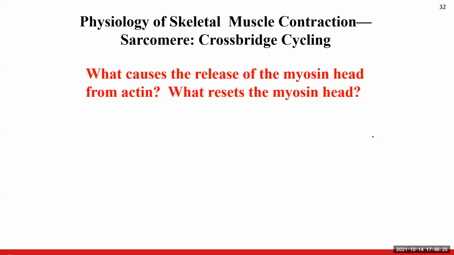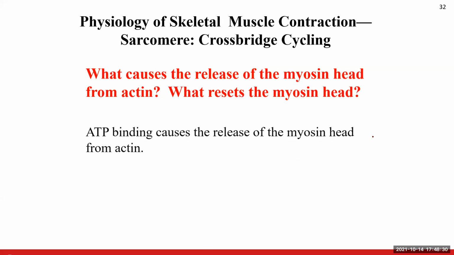So what causes the release of the myosin head from actin? ATP. ATP is going to cause the release of the myosin head from actin. So if you're not generating ATP, your muscles cannot relax. They can over time. That's what rigor mortis is. And when you're dead, you're not making any more ATP because you're dead. Rigor mortis is only temporary because those proteins start to break down and degrade over time.